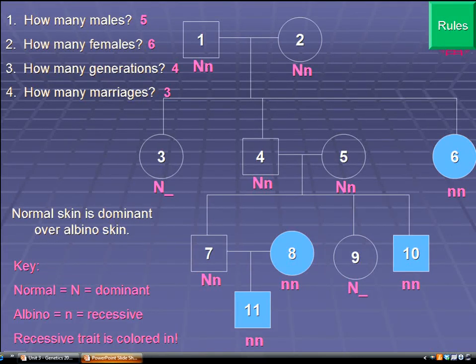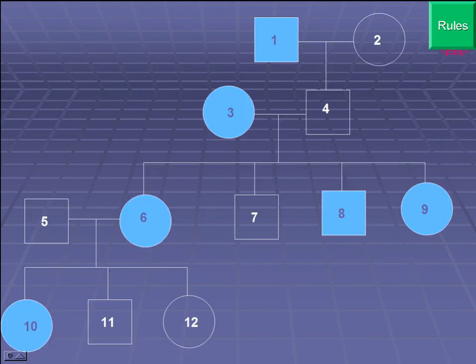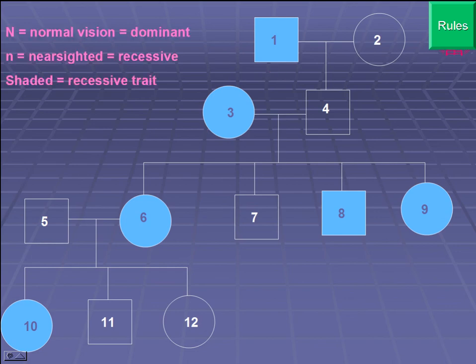Okay, well, let's do another example and we'll see if it gets easier for you. Here's another example, and I believe that is going to be a very easy key for you to understand. N, capital N, is normal vision.